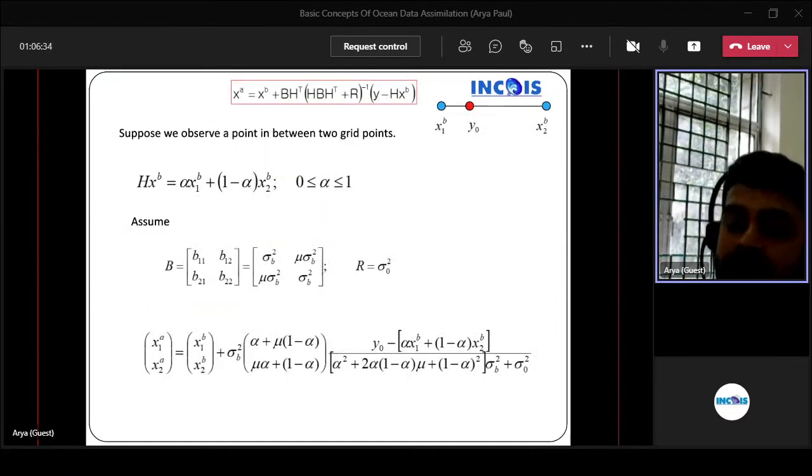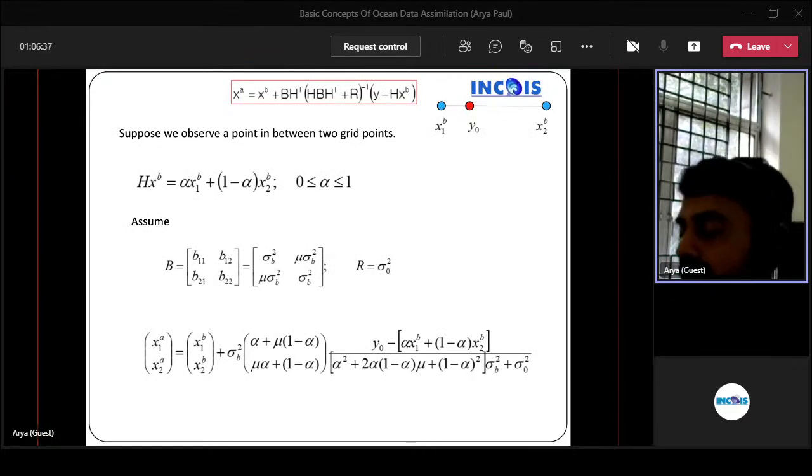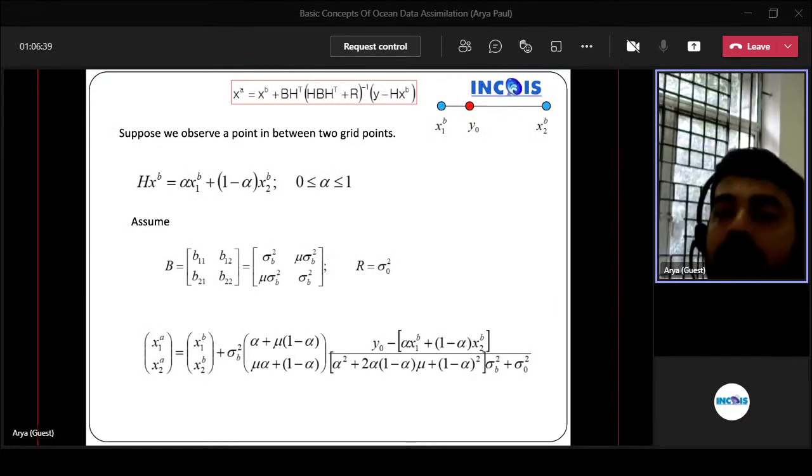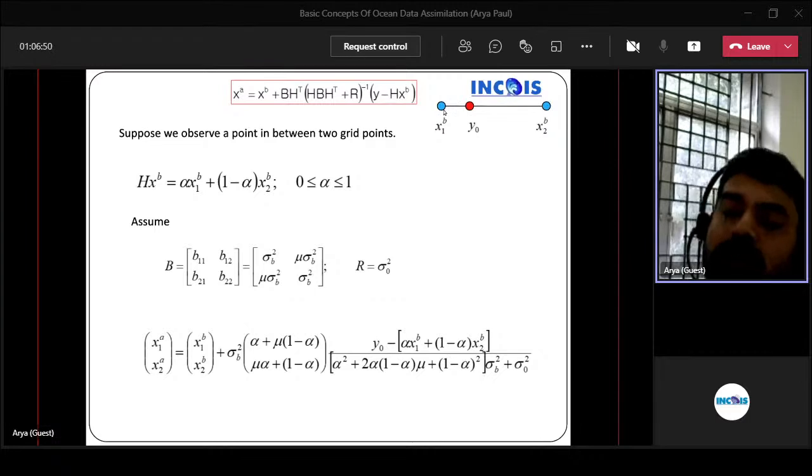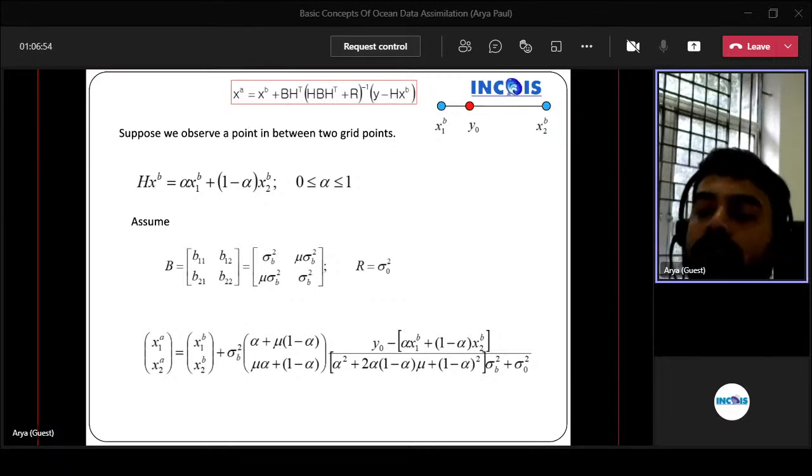So, some more exercises. How much time do I have? Another 15 minutes. So let's say I have a rod. The two blue dots on the right-hand side of this slide signify the two ends of that rod. And I have a model which predicts the temperature at these two ends, X1B and X2B.